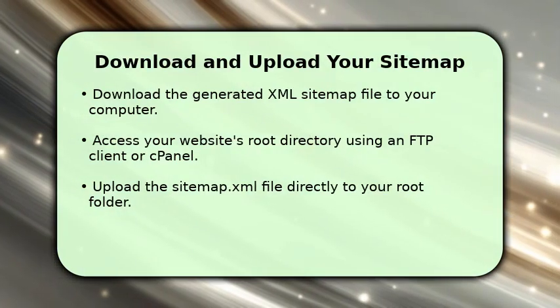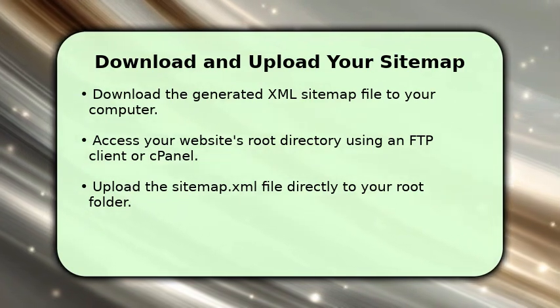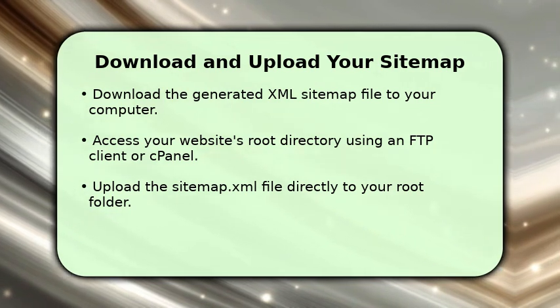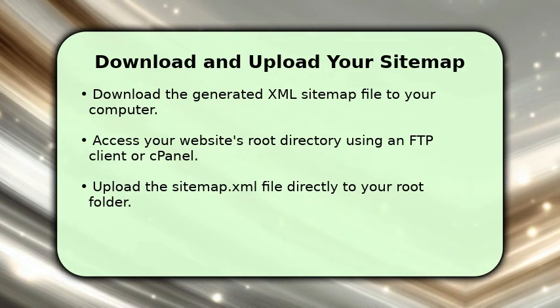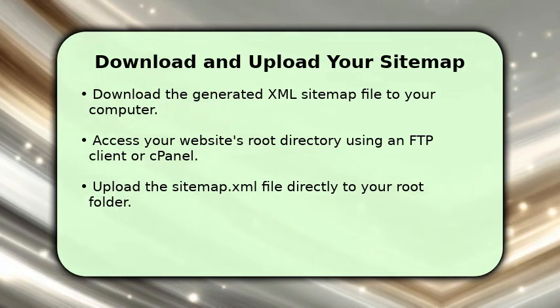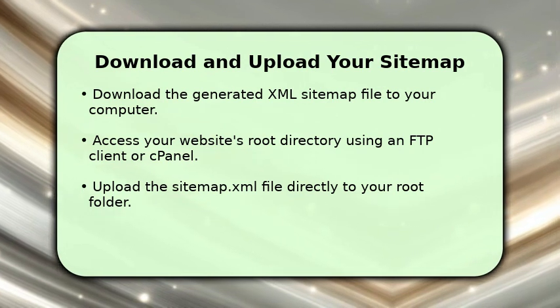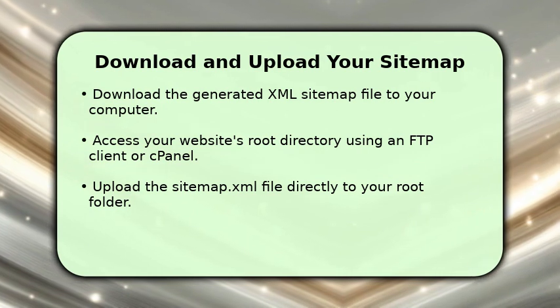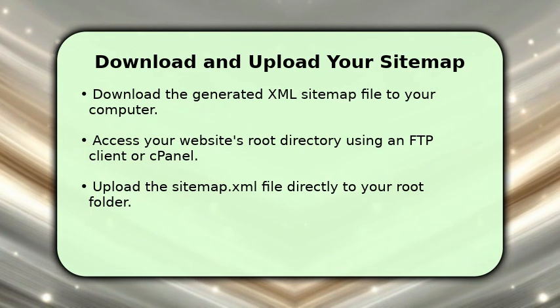After the online generator finishes, you'll be prompted to download your sitemap XML file. Save this file to your computer. Next, you'll need to upload it to your website's root directory. You can do this using an FTP client like FileZilla or through your hosting provider's cPanel file manager. Simply drag and drop the sitemap XML file into the public HTML or www folder. This makes your sitemap discoverable by search engines.